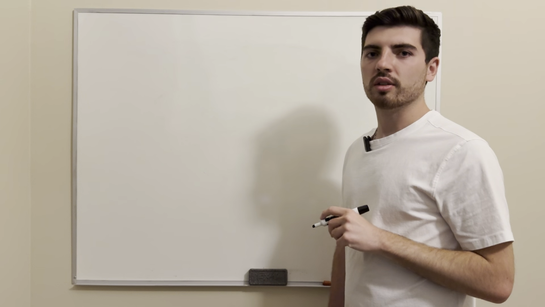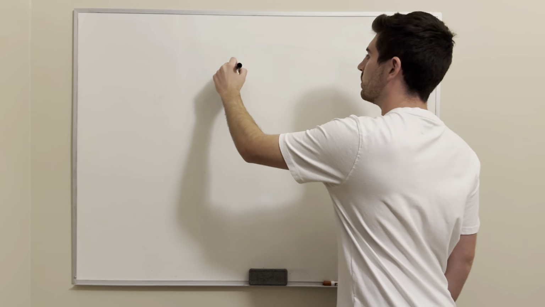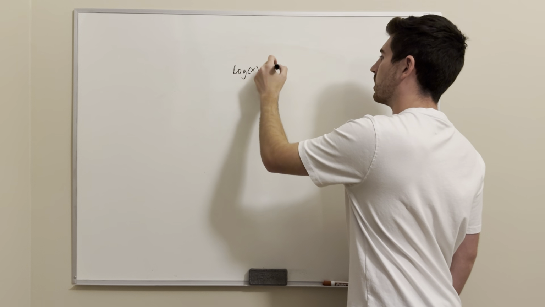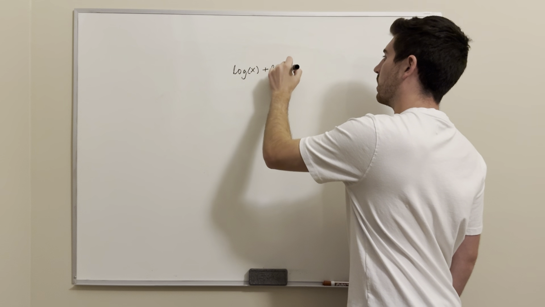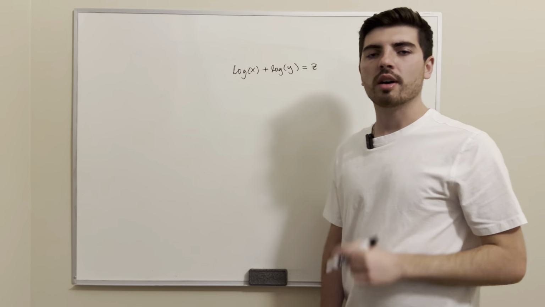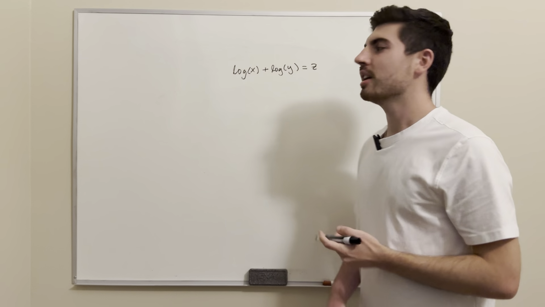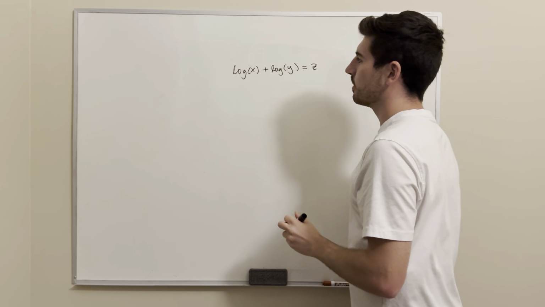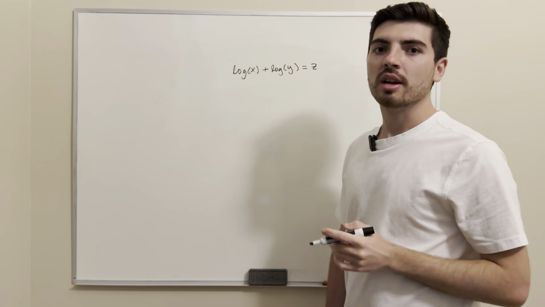Let's do one final example. Log of x plus log of y equals z. Let's try and find what the variable z is. Now you might be saying, well, there's no base on these logarithms. Actually, that's not quite true.